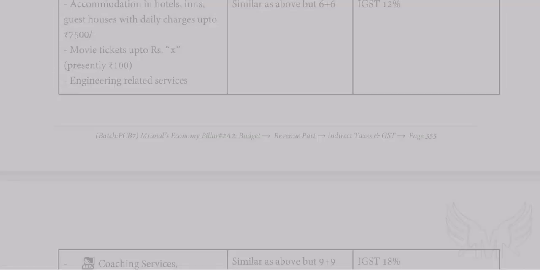Accommodation in hotels, inns, guest houses with daily charges up to 7,500 Indian rupees, movie tickets up to Rs. X (presently 100 Indian rupees), engineering related services: similar as above, but 6 plus 6, IGST 12%.